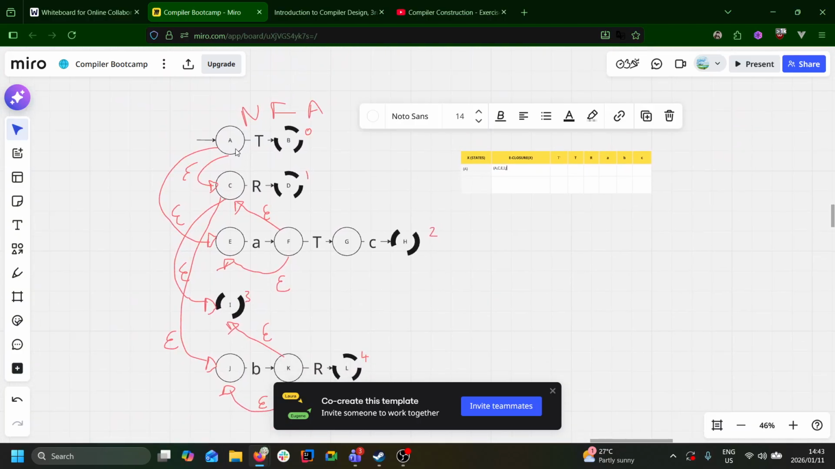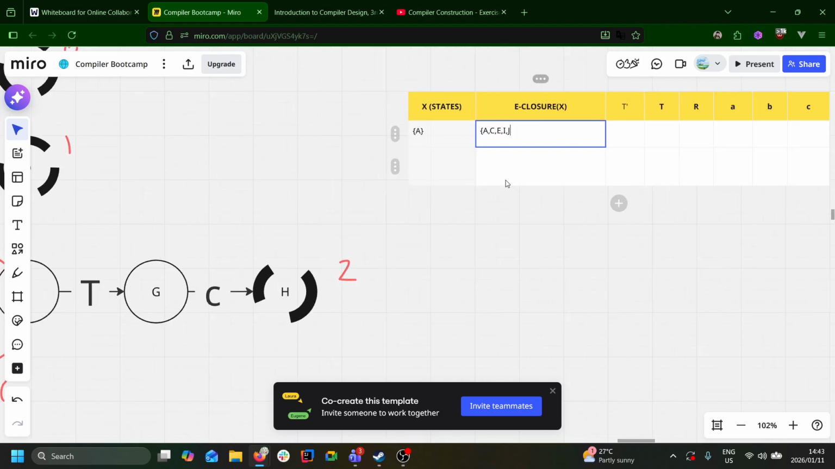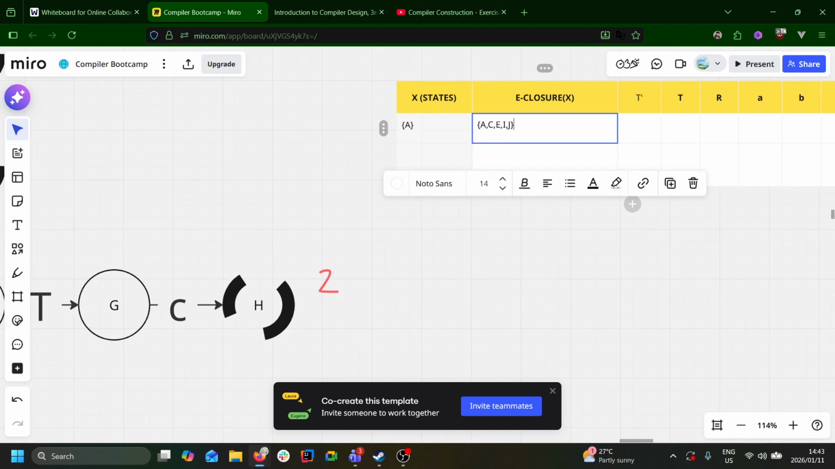So it's A, and then A takes us to C, and then A takes us to E and C. Then C takes us to I and J, and E doesn't take us anywhere, and I doesn't take us anywhere, and J doesn't take us anywhere. So this is our first grouping of states.